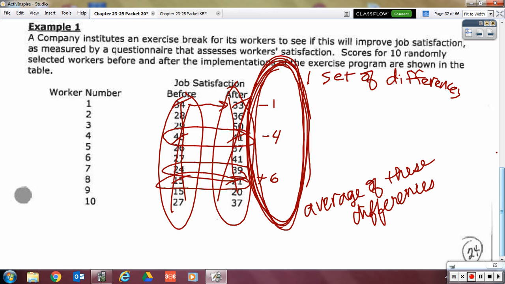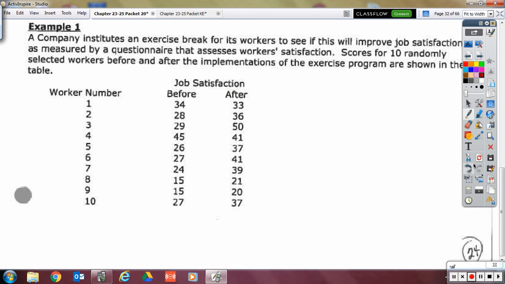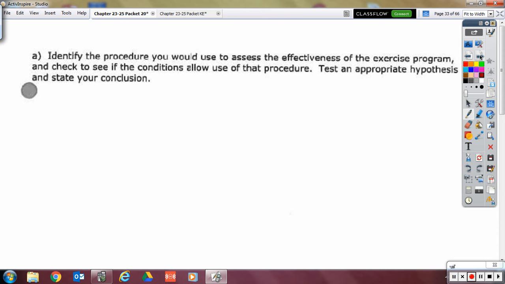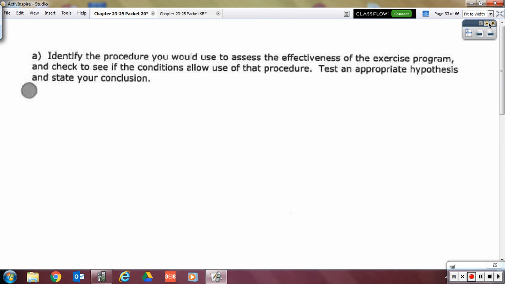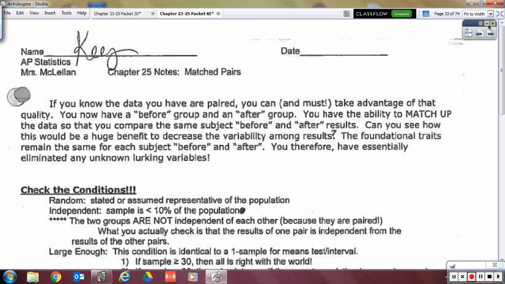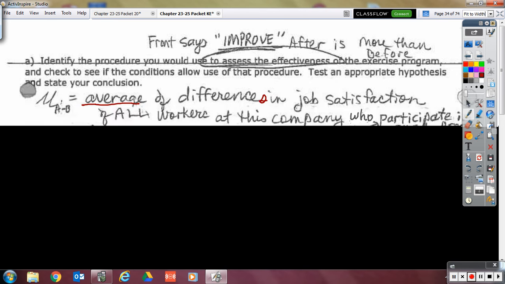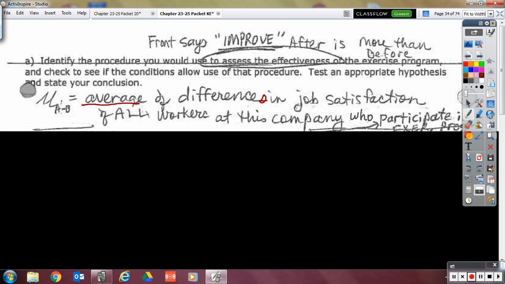Okay, so let's take this problem and let's go on to doing the interval and the test on the top of the next page. Okay, so here we go. Identify the procedure that you would use to assess that effectiveness. So we're going to go ahead and do this.